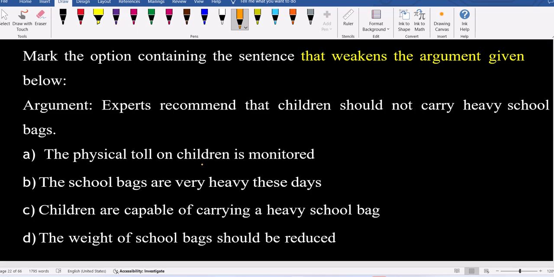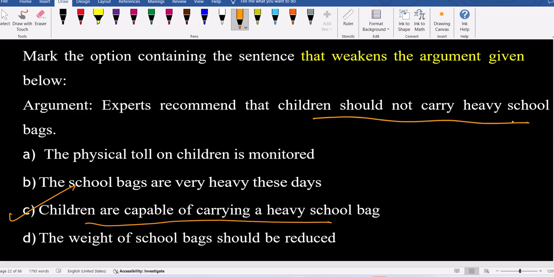The school bags are very heavy these days. Fine, that's why they should not carry heavy school bags. They are mentioning that children are capable of carrying a heavy school bag. This is what weakens the argument, right? The argument says they should not carry, and this is weakening that. They can carry is what they are mentioning here. So I can say this weakens the argument. Fine, option C, weaken.